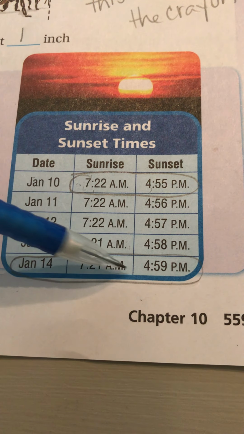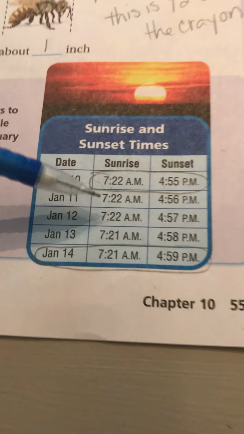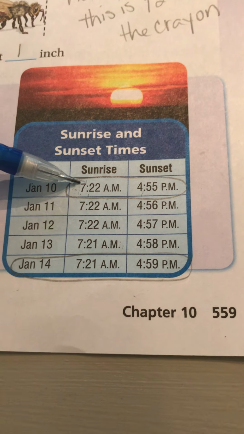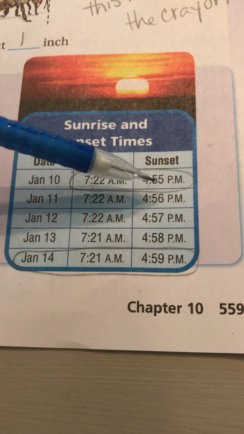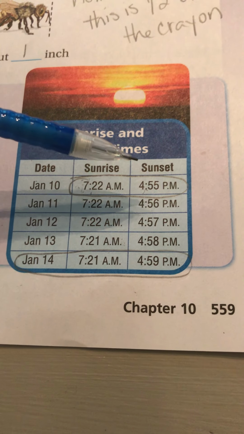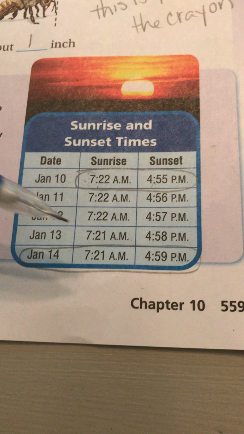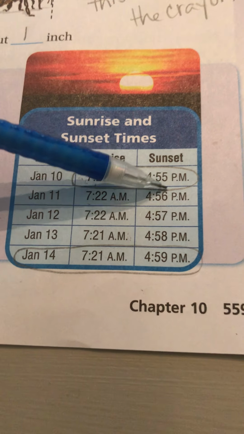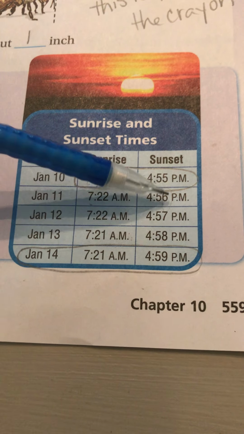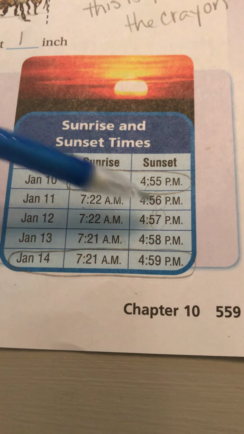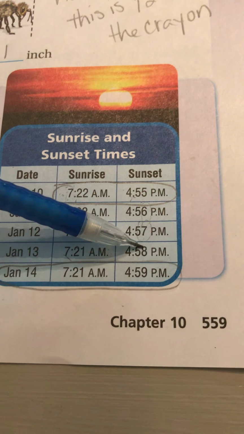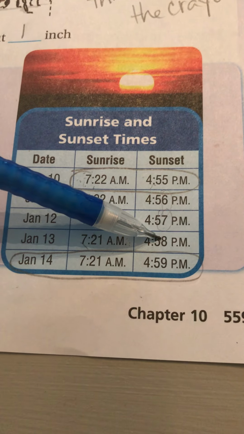Okay, you have to look very carefully. Relate it to yourself. Relate it to something that's easier. If we started school at 7:22 in the morning and it ended at 4:55, that is less than if we started at 7:22 and we ended at 4:56, right? That would be 1 minute longer. This would be another minute longer. Now this starts a minute earlier, but it gets out 3 minutes later, so it's still longer.